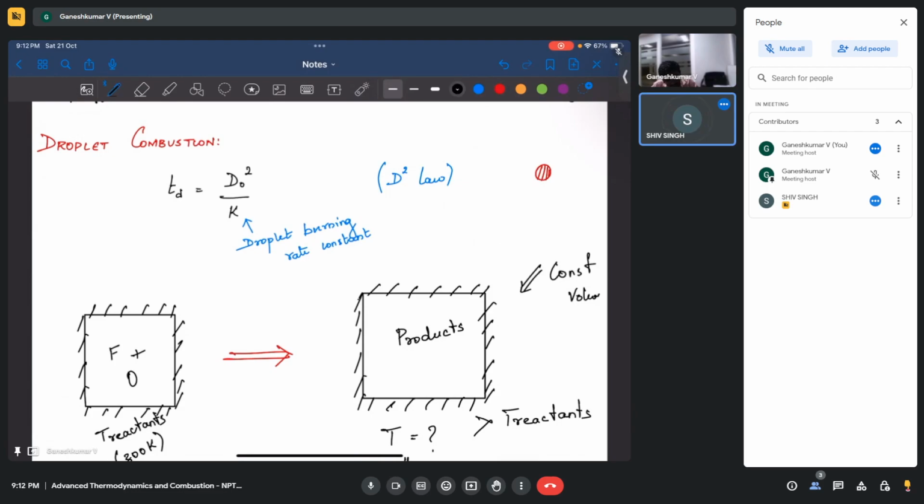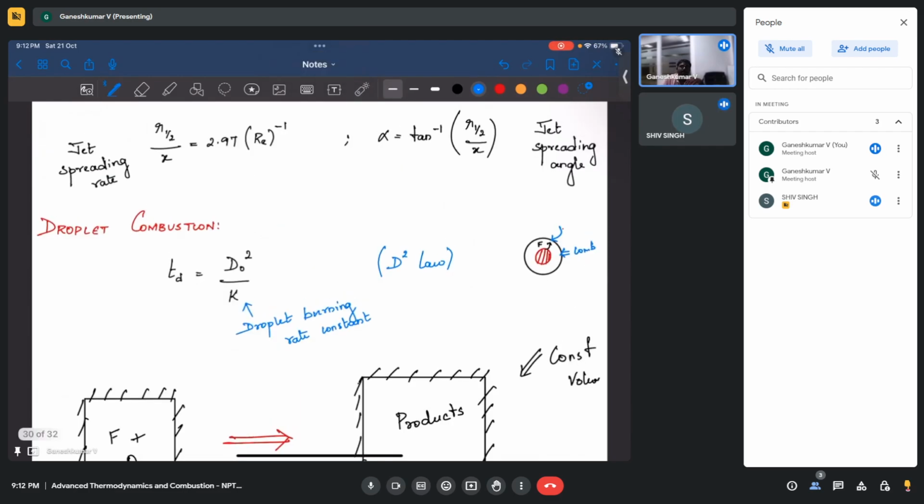Right, so it will be something like this, and then fuel will evaporate and it forms a flame outside. This is a diffusion flame. Fuel will evaporate and come here, oxidizer will be present outside, and it is also going to come here, and this is where combustion is going to happen. So this is a fuel droplet, and so it's a kind of diffusion flame.